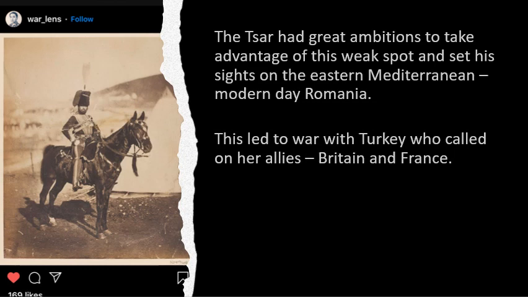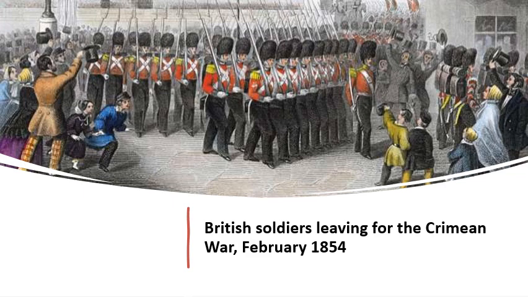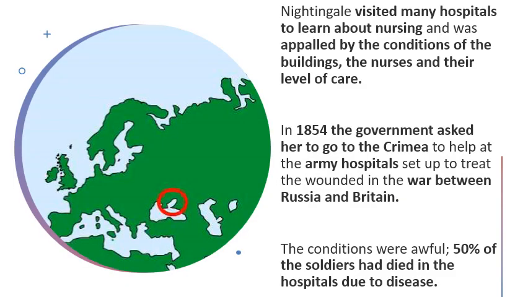So Britain and France were allies, and they sent soldiers out to what we'd call modern-day Ukraine, to a place called the Crimea, which at present is still occupied by the Russians, and that's where they landed and started their campaign against the Russians to drive them back. Soldiers leaving in 1854. Just put that in so you can see what they looked like when they went. And she was determined to do her bit.